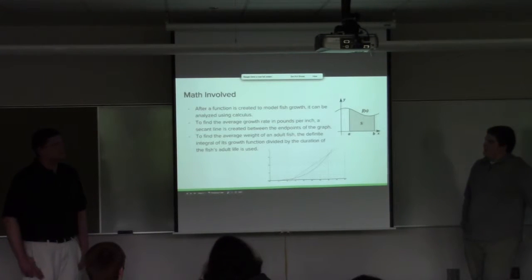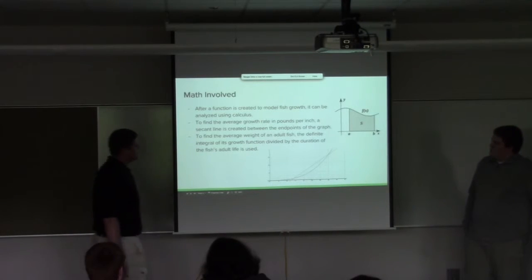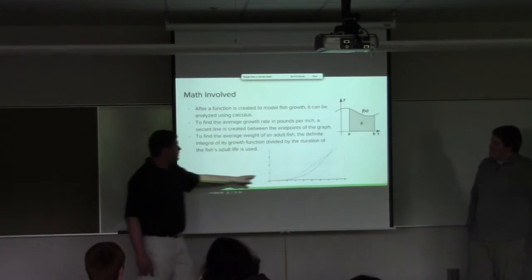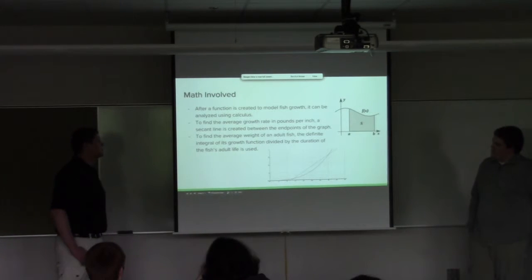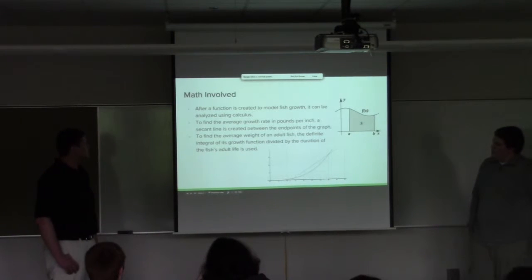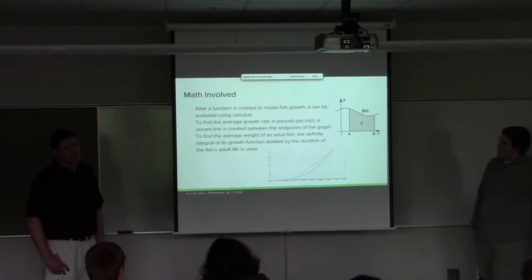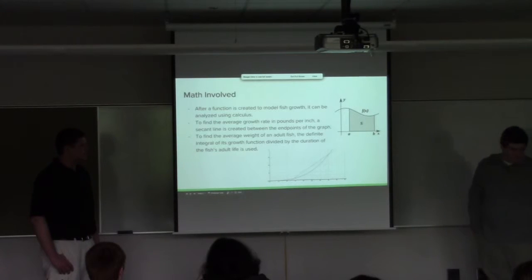After a function is created to model the fish growth, it can be analyzed using calculus. So we can find the average growth rate in pounds per inch by using a secant line across the endpoints of the function here. And we can model the average growth rate throughout the fish's adult life. And then to find the average weight of an adult fish, the definite integral of that function is divided by the duration of the fish's adult life.